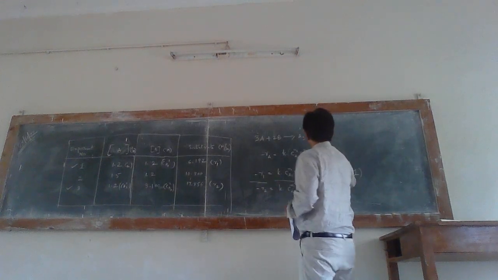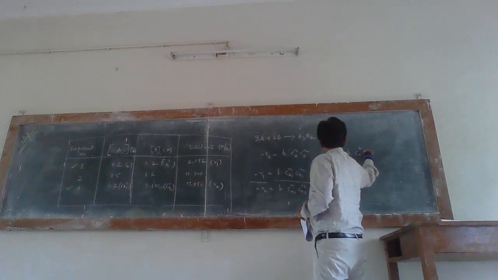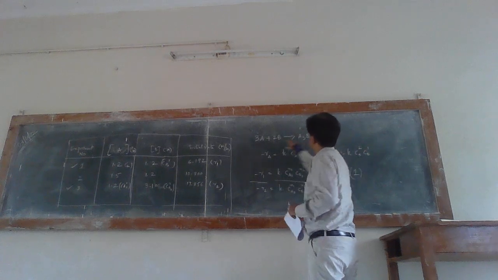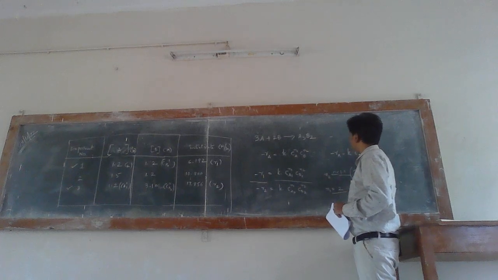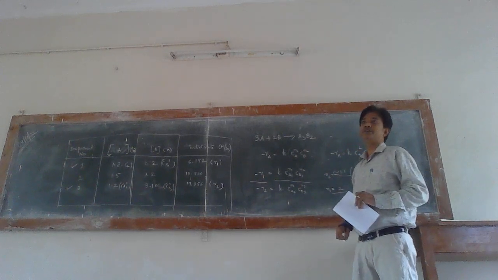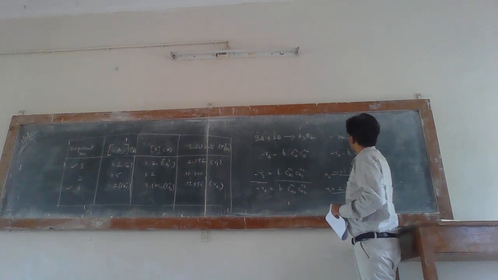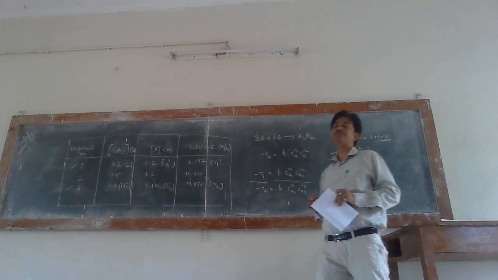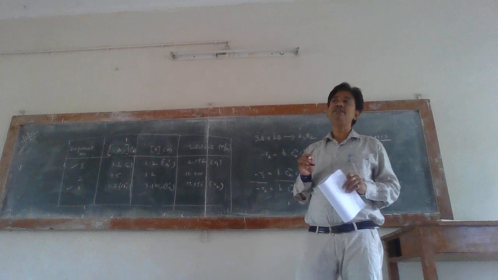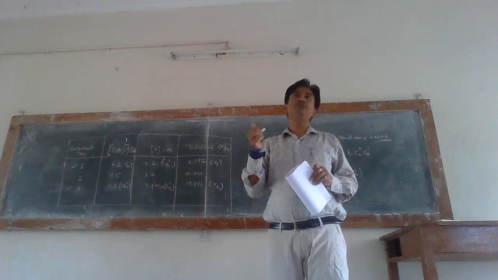So my rate expression is minus RA is equal to K into CA power 2 CB power 1, here A is A, here B, because N1 is almost 2 and N2 is almost 1. Now what is my overall order? Overall order is the addition of the individual orders of the components. That means 2 plus 1, so approximately the overall order is 3.